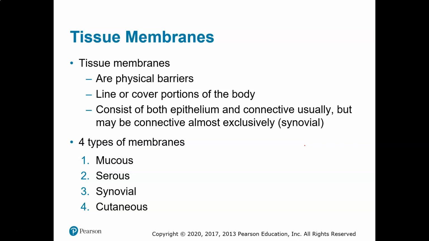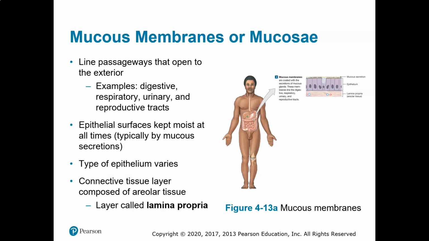Membranes are physical barriers that line or cover portions of the body. They consist of both epithelium and connective tissue usually, but synovial membranes are only connective tissue. But most of the membranes, mucous, serous, and cutaneous, are epithelial and connective tissue together. So we've got 4 types of membranes: mucous membranes, serous membranes, synovial membranes, and cutaneous membranes.